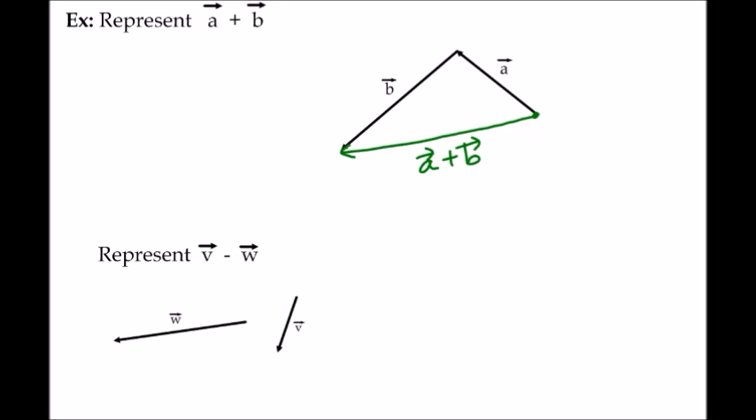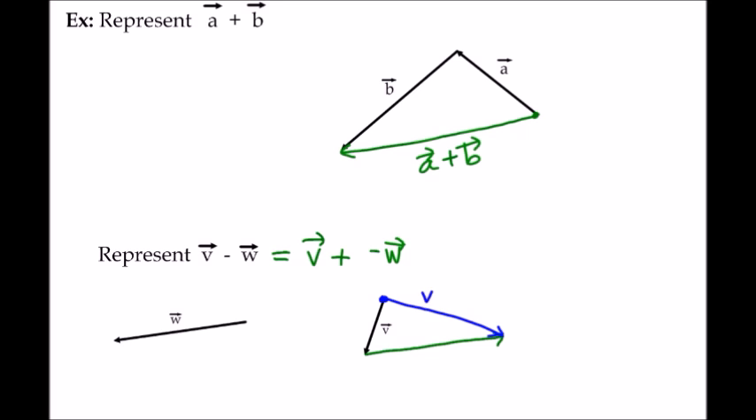Now, if you have to represent V minus W, you have to remember that it's the same as adding the opposite of W. So first, you have to find the opposite of W. The opposite of W is the same length, but opposite direction. So you're going to start with V, and then add the opposite of W. Your answer is going to be from the beginning to the end. So this is V minus W.